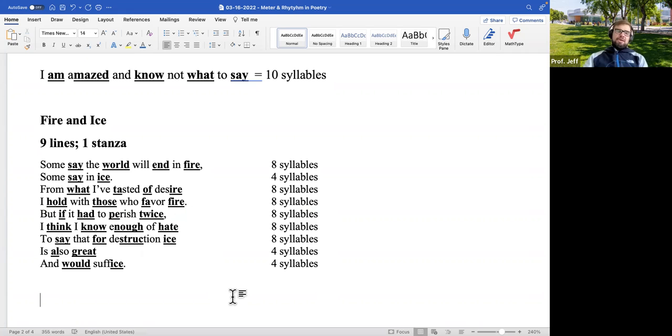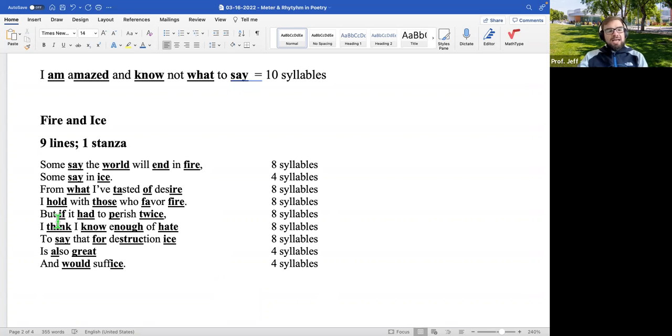Fire and Ice by Robert Frost. Some say the world will end in fire, some say in ice. From what I've tasted of desire, I hold with those who favor fire. But if it had to perish twice, I think I know enough of hate to say that for destruction, ice is also great and would suffice.